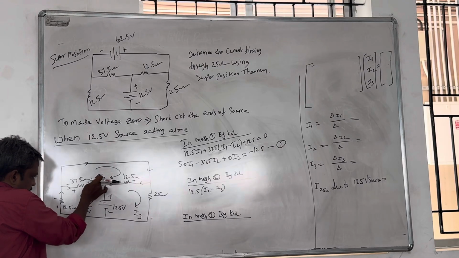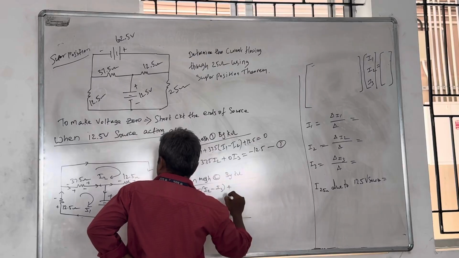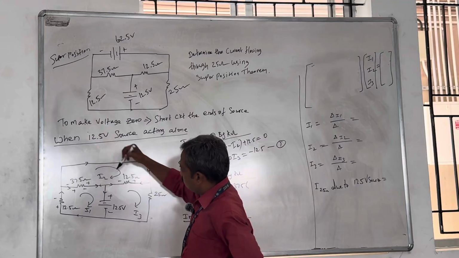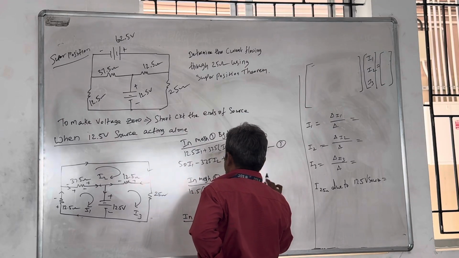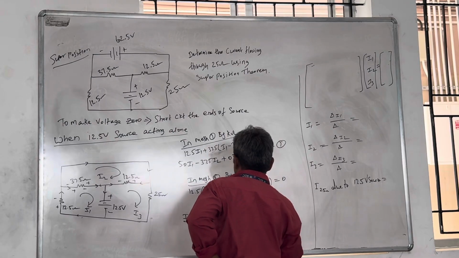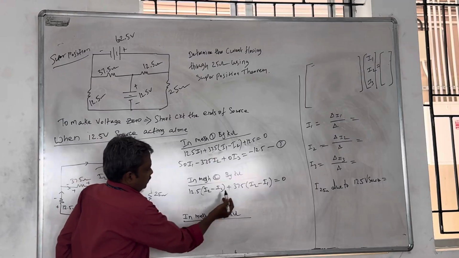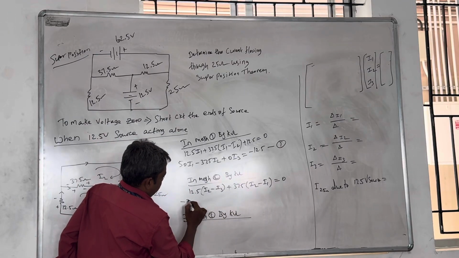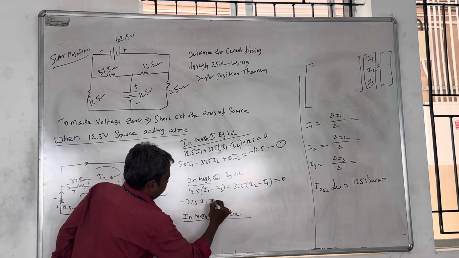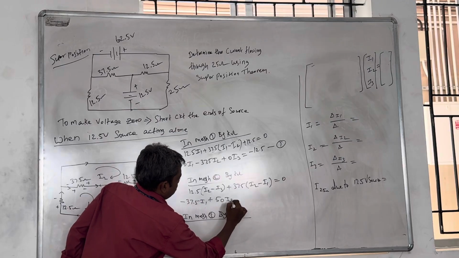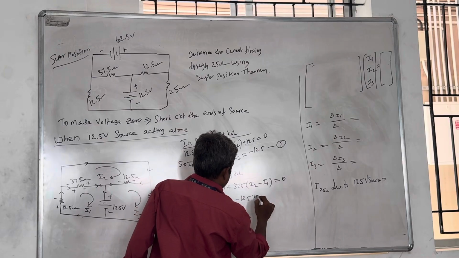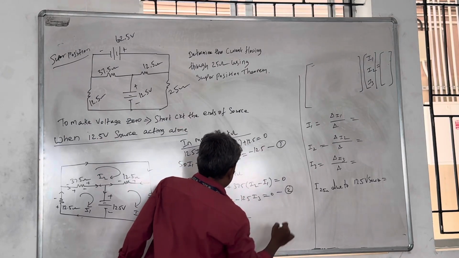Come to 37.5, entry is plus 37.5 into, this is common for I1 as well as I2. Now, I am writing I2, and I1 is opposite, so minus I1. That is all, only 2 elements are there. Now, you consolidate: minus 37.5 I1 plus 50 I2 minus 12.5 I3 equal to 0. This is equation 2.